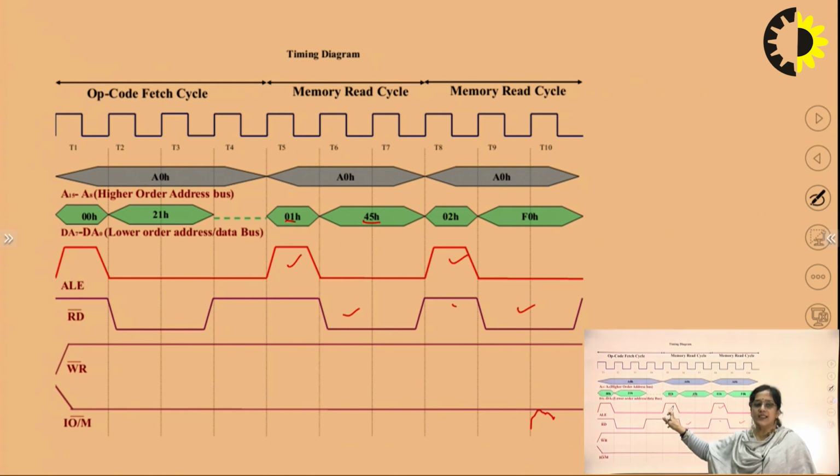When the ALE signal is high, the read signal will be high, indicating that no operation is going on. In the T1 state, no read or write operation will be performed. The read and write operations will be performed only after the T2 and T3 states, because T1, the initial state, whether this is T5 or T8, is the initial state of the next machine operation. So the machine operation has changed from opcode fetch to memory read. When the machine operation changes, the first T cycle is reserved for the address to be placed on the address bus.